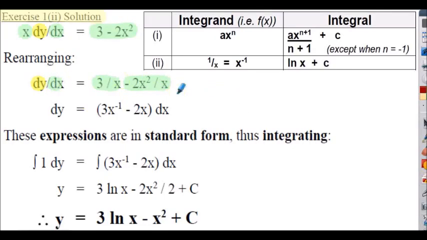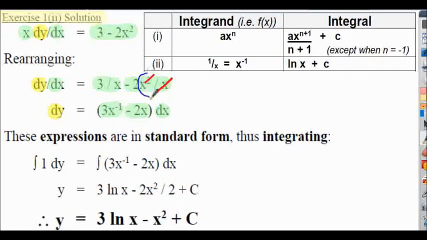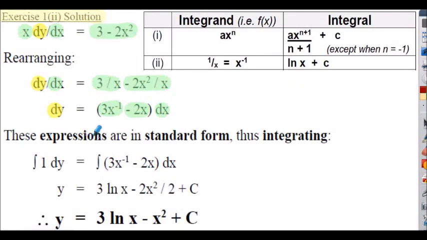On the next line, I've multiplied throughout by dx, so now dy is equal to 3x to the negative 1 minus 2x, notice contained in the bracket, multiplied by dx. So just simplify the terms inside the bracket. Just notice the cancelling of the x terms occurring here. Again, both the left and right hand expressions are in standard form, so we can directly integrate. On the left hand side we have the integral of 1 dy. On the right hand side we have the integral of 3x to the negative 1 minus 2x with respect to x.